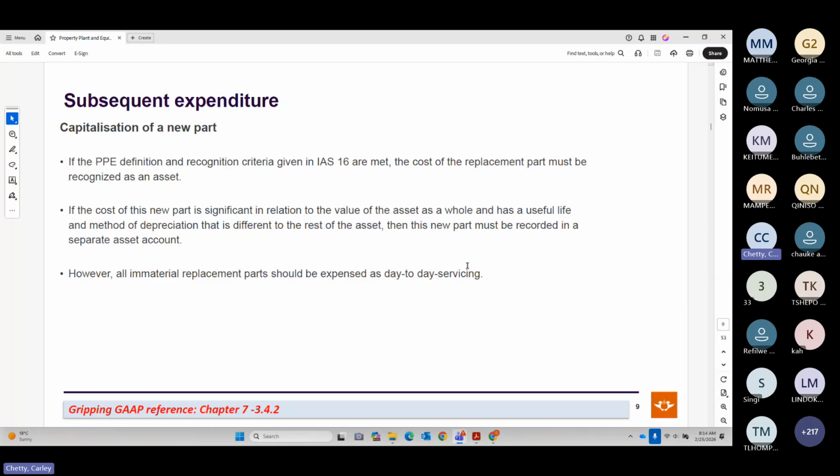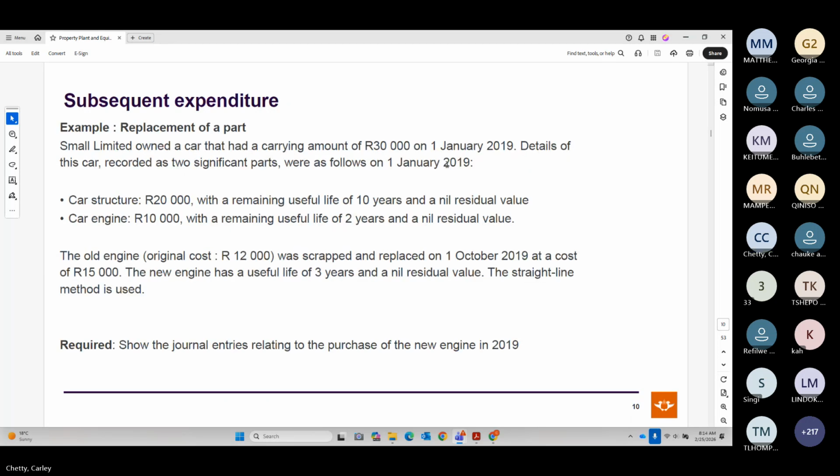However, if we have immaterial replacement parts, these should be expensed as day-to-day servicing. This would be something like a car where we have an engine. We could actually replace that engine and it would have a separate useful life to other parts in the vehicle.